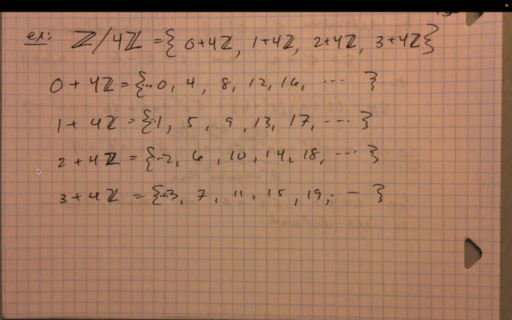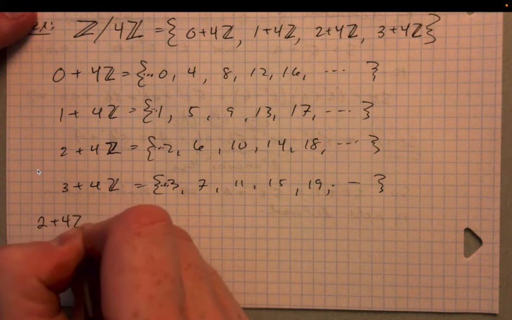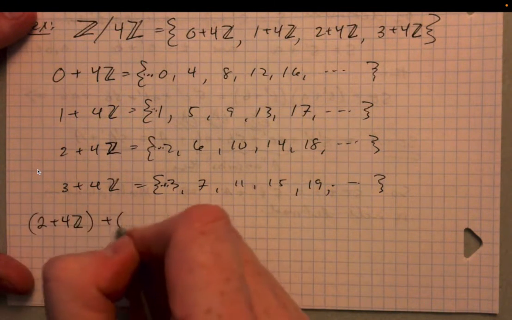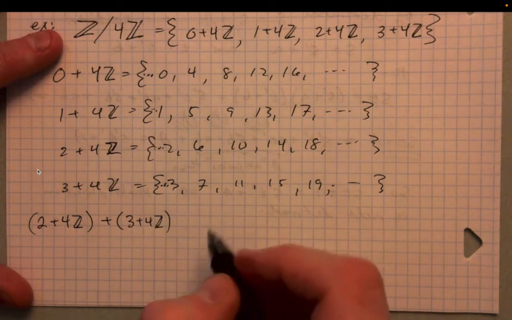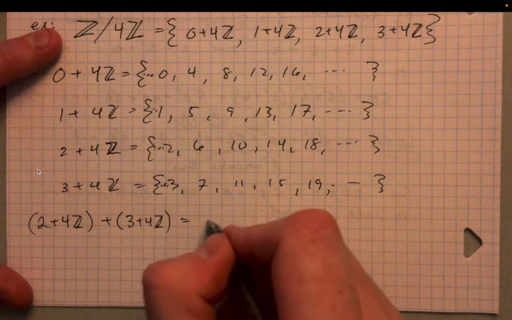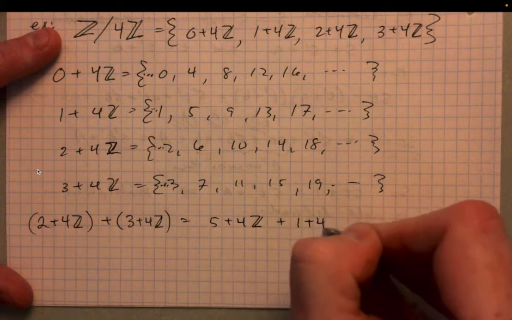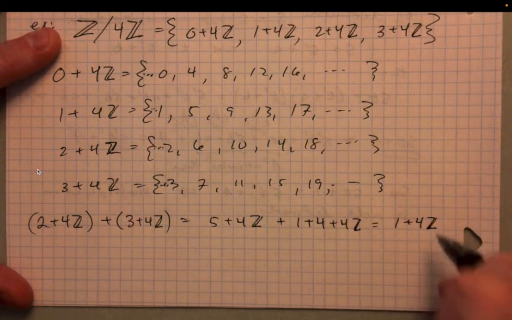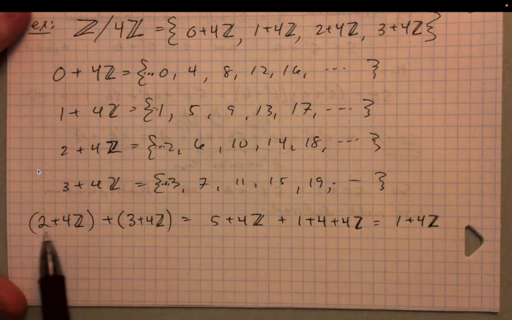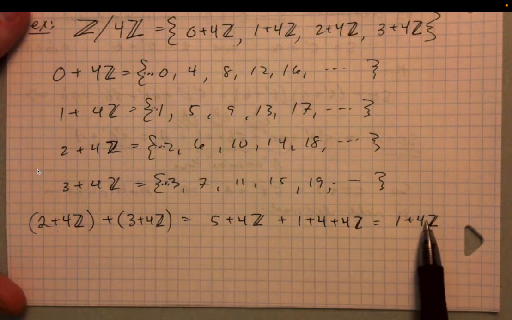Okay, and so how does the addition operation work here? Let's take an example. If I have 2 plus 4Z, that coset plus this other coset, 3 plus 4Z, well, I know that's just the addition of the front two, so it'd be 5 plus 4Z. But 5 is really 1 plus 4 plus 4Z, and so that's really just 1 plus 4Z. So basically what this is saying is if I take something out of this coset and I add to it something from this coset, I end up in this coset.